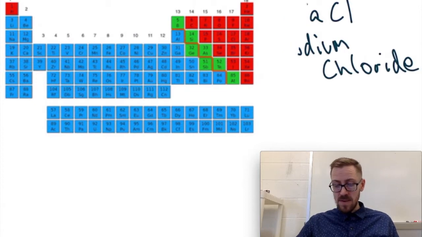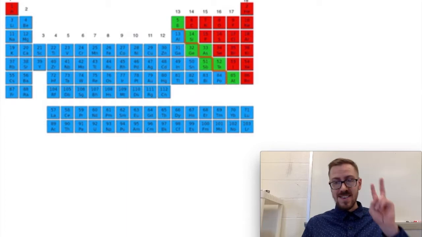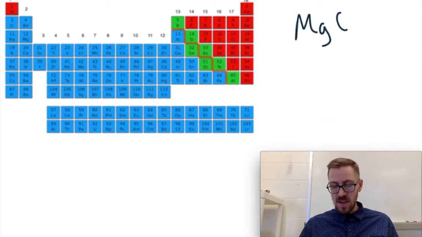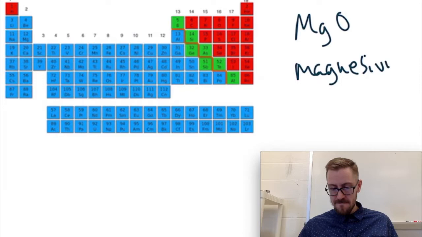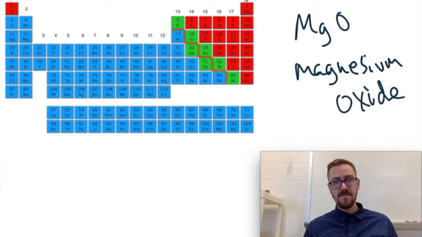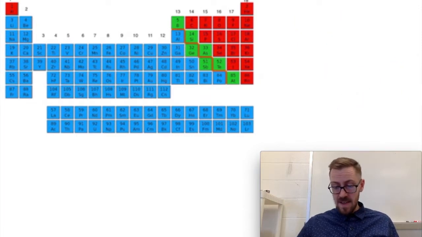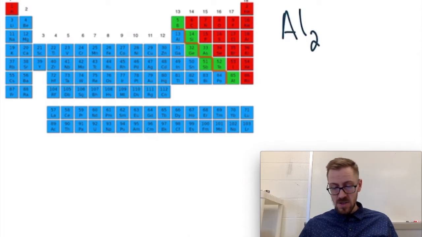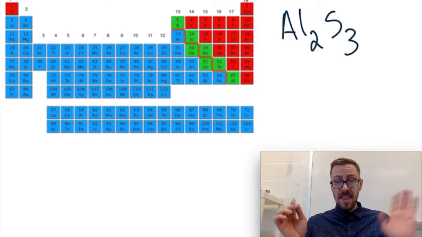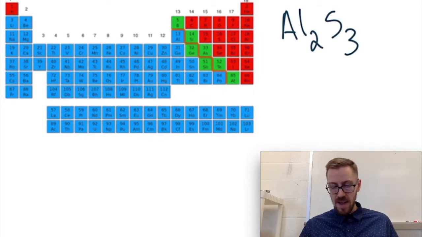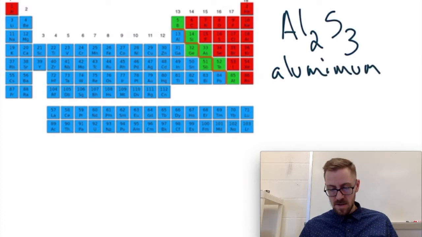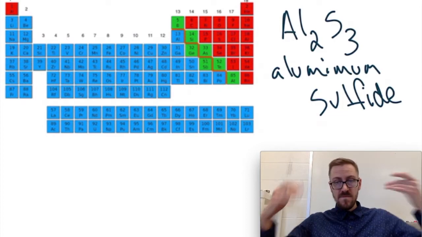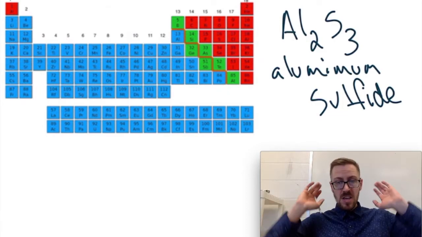No matter what your formula is, no matter what your numbers are, if it's ionic, all you do is change the second element, the non-metal part, to IDE at the end of that word. If you have MgO, it's magnesium oxide. If you have numbers, that doesn't matter either. If you have Al2S3, that doesn't add anything else to our rules. It's still just aluminum sulfide. Ta-da! That's it. So ionic, super duper easy.